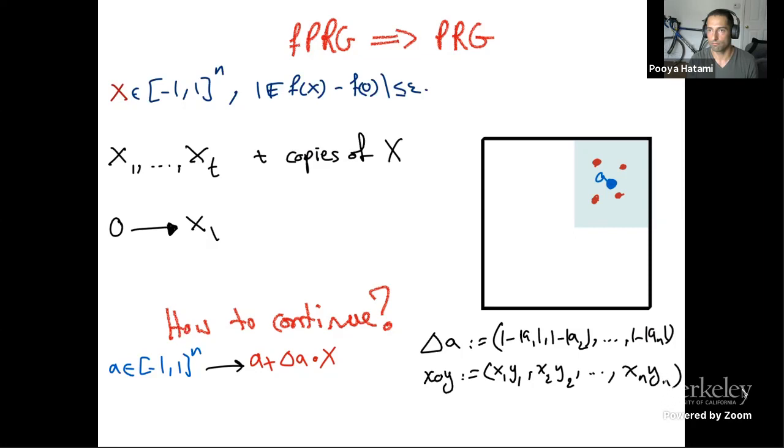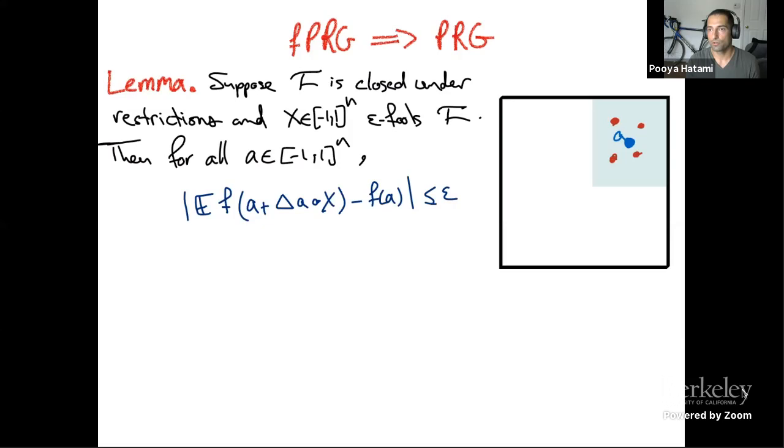That will define our random walk, and we need to see why this works. The next lemma shows why this works. It shows that one step of such a random walk doesn't cause much error in approximating f of A. If I start at any point A and I jump from A to A plus delta A circ x, then in expectation I'm still close to f of A. For the final walk, we just apply this lemma t times and apply the triangle inequality.